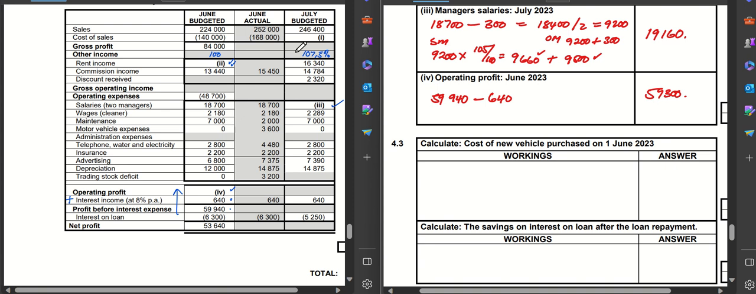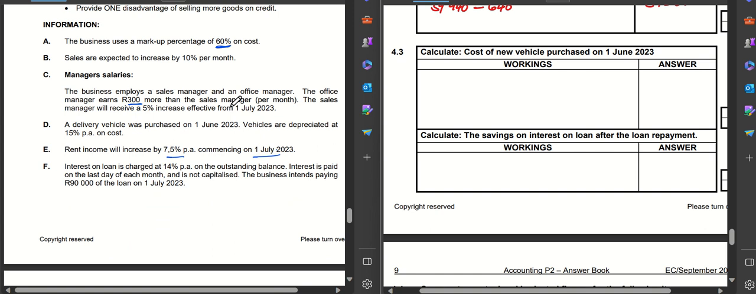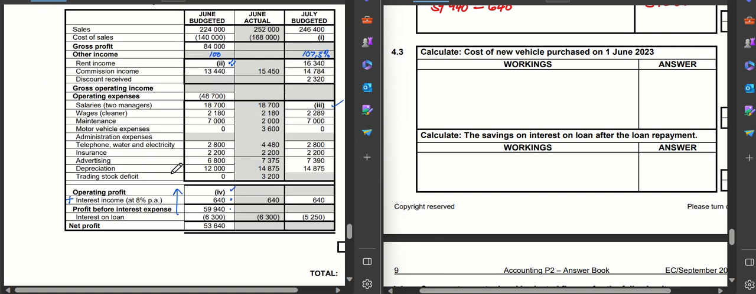Okay, I'm going to quickly come to 4.3, and it says calculate the cost of the new vehicle purchased. All right, let's see if we have information. A delivery vehicle was purchased on the 1st of June. Vehicles are depreciated at 15% per annum on cost. All right, so we can see that there is a vehicle that has been purchased because our depreciation has increased from 12,000 to 14,875.